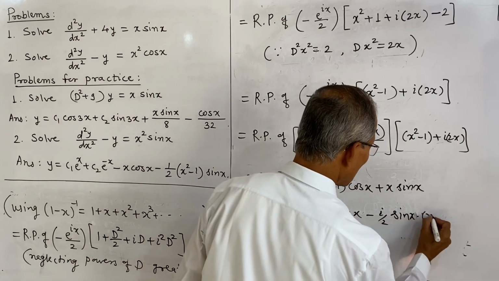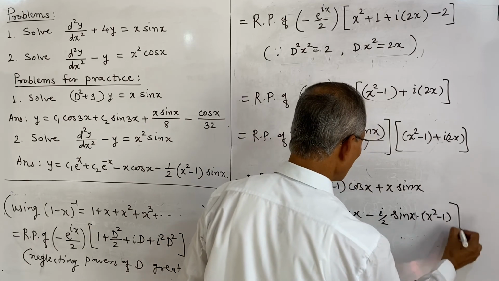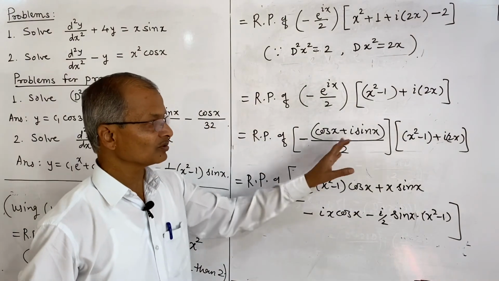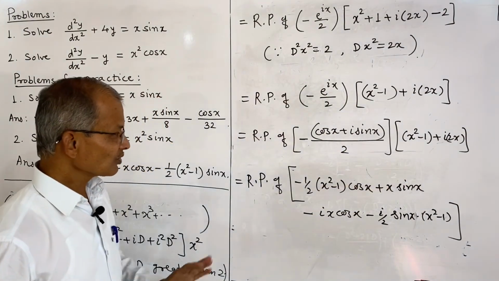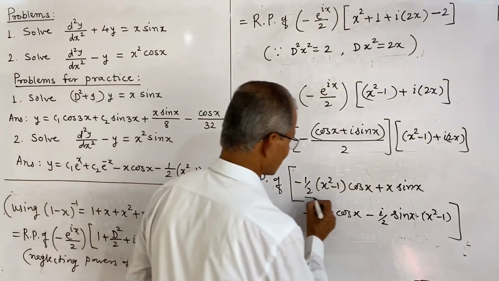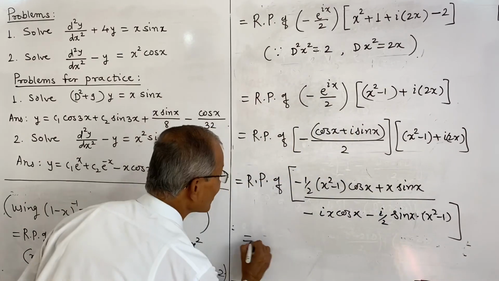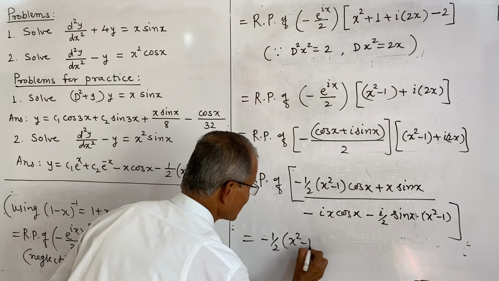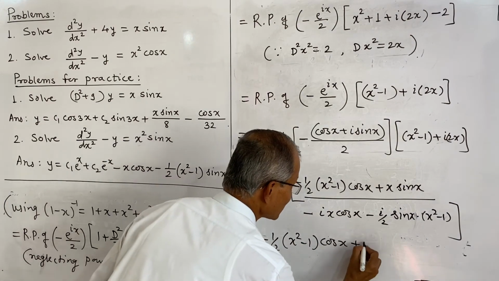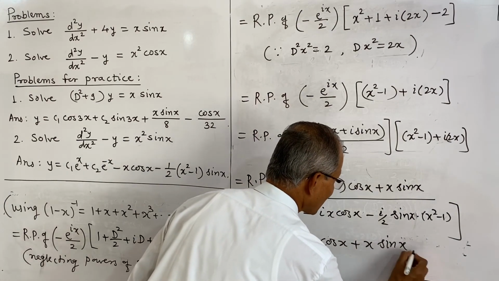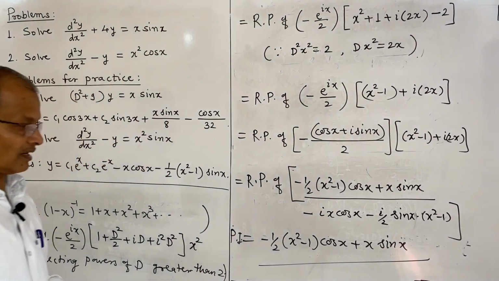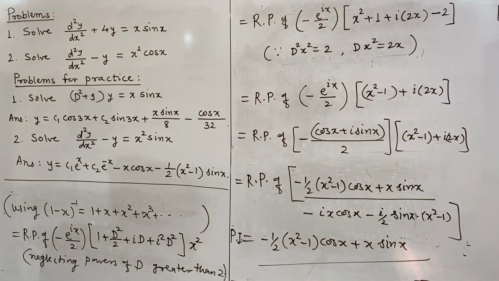But these are the imaginary parts. We have actually written the expression with the real part separate and the imaginary part separate. You should verify by multiplication. So the real part will be this much only, and thus this is equal to minus half x square minus 1 cos x plus x sin x. This is the real part, and this is the particular integral. So thus the particular integral is obtained.